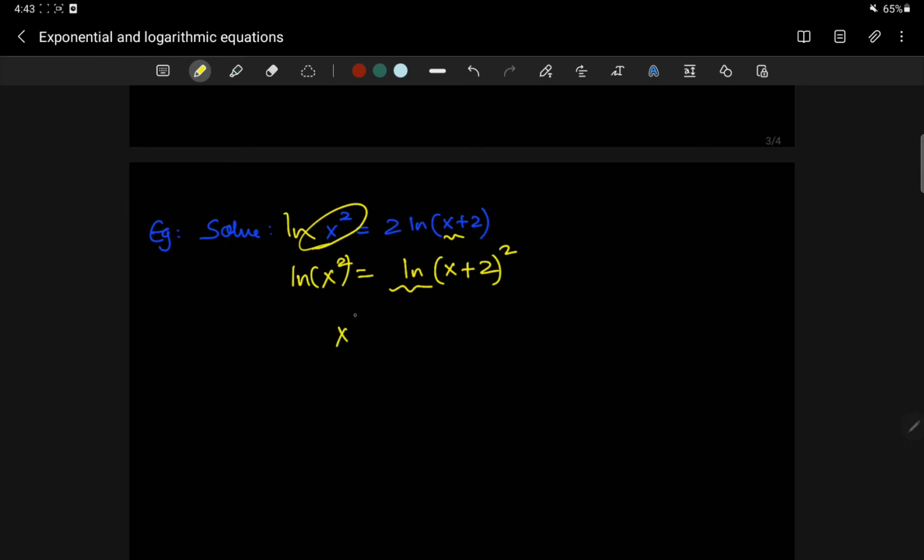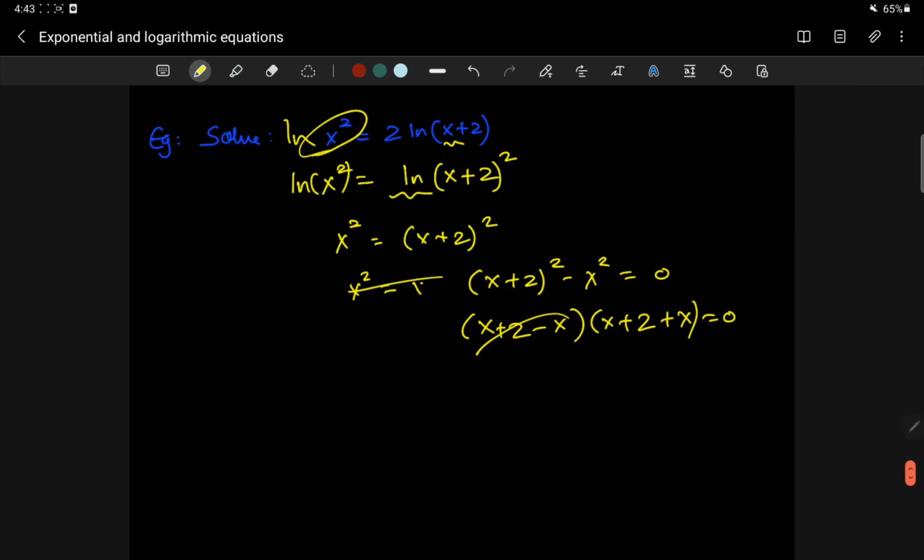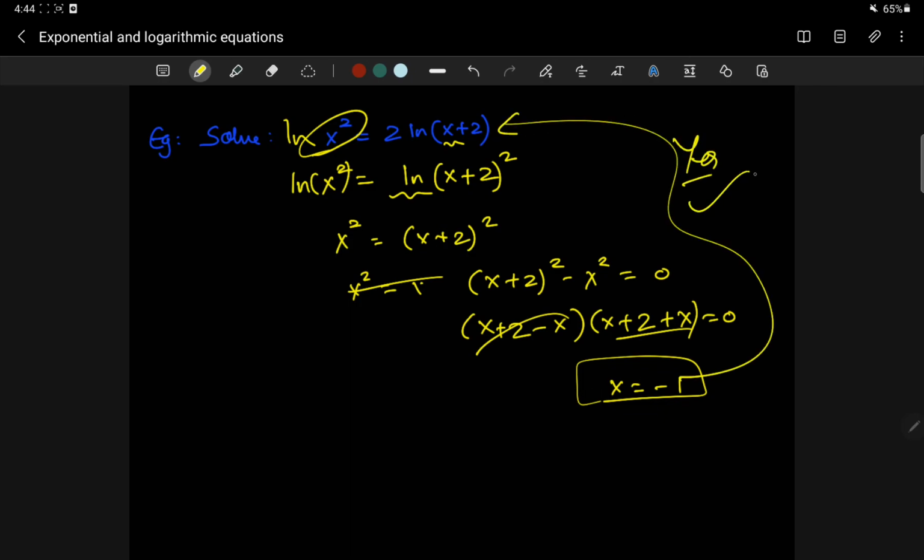Okay, so this will give you x squared equals x plus 2 squared. So you subtract and you get x plus 2 squared minus x squared is 0, which gives you, again, difference of squares. So x plus 2 minus x and x plus 2 plus x equals 0. This gives you nothing. This gives you x is negative 1. Now in this case, negative 1 is allowed. It makes sense because even when x is negative 1, x plus 2 is positive. So negative 1 is a solution.